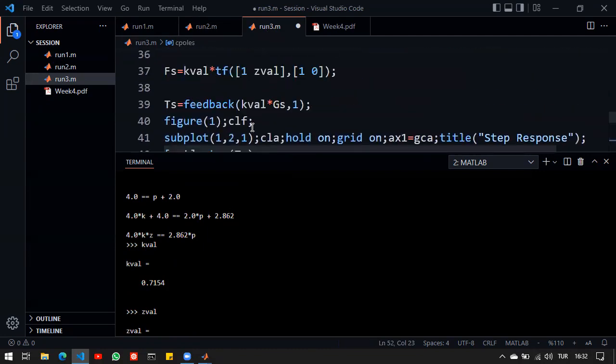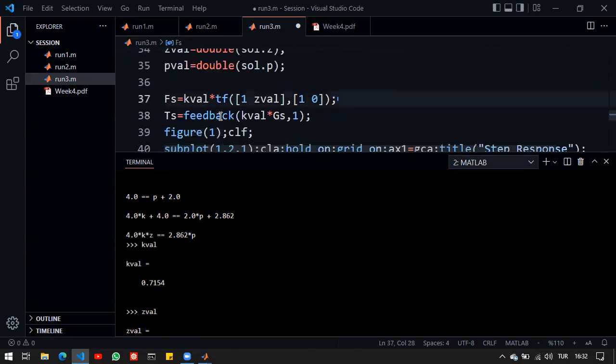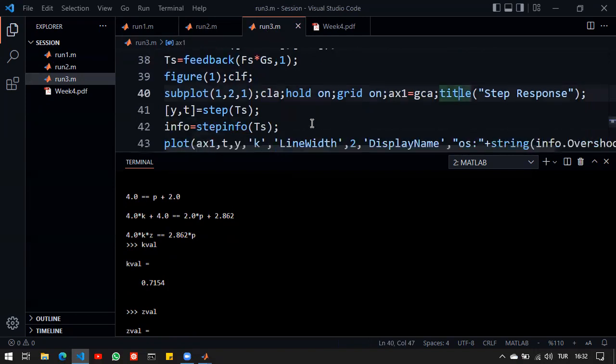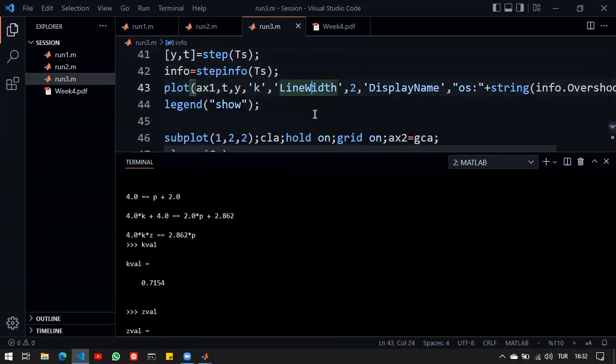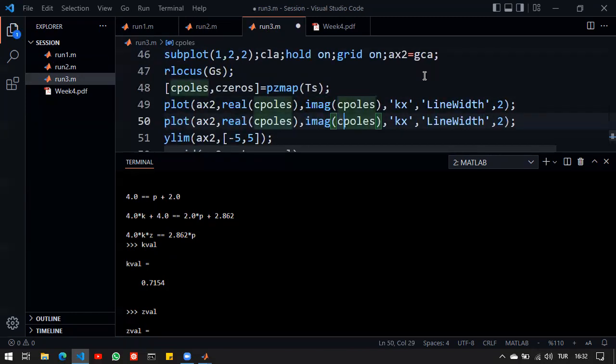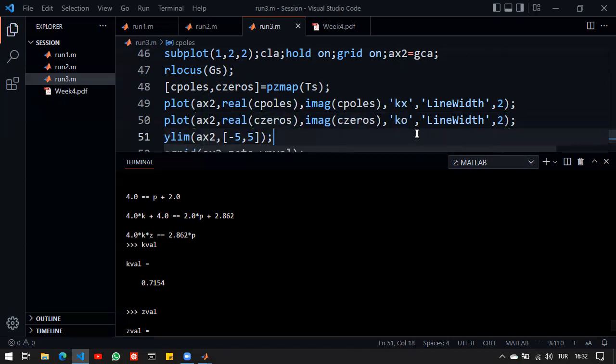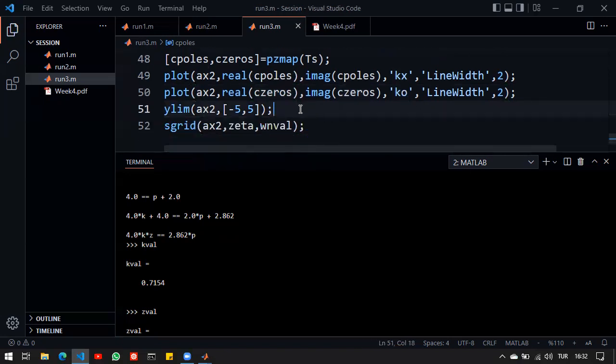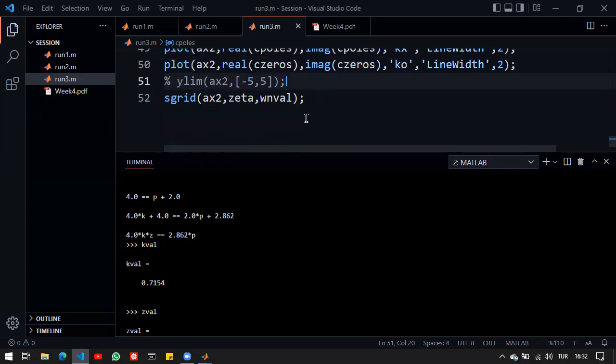So since I have defined my controller, I have my closed loop, but I should use Fs times Gs. And then we look for the step response. Now here, we did not plot the zeros, so let's also fix that. There we go. Let's choose a circle marker here. Let's comment this one out.